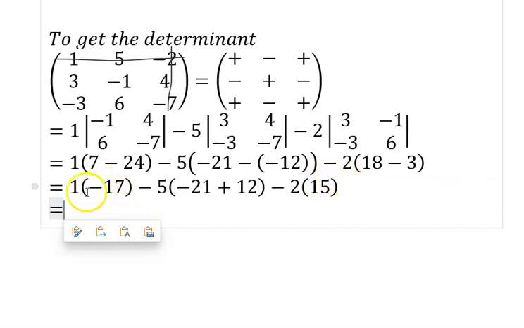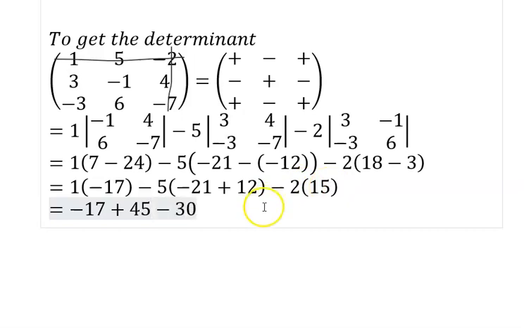So 1 times minus 17 will give us what? Minus 17. Now, minus 21 plus 12 will give you minus 9. Minus 9 times minus 5 will give us plus 45. So, minus 2 times 15 will give us what? Minus 30. Beautiful. So we are almost done.